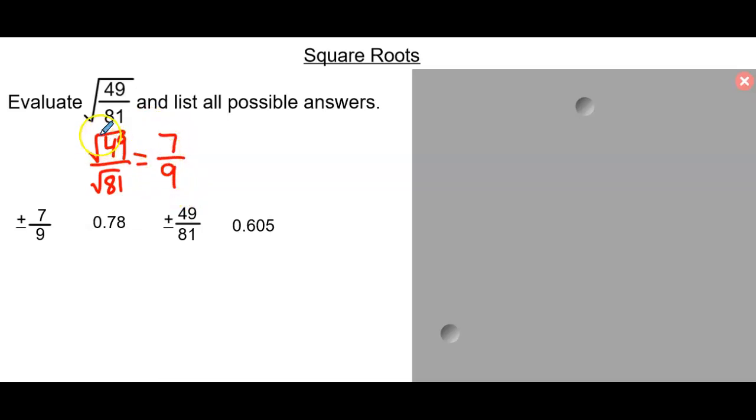But remember, anytime you take a square root, there are actually two answers. There's a positive answer and there's a negative answer. So we have to represent both. The way that you can represent both is you can write both out or you can use the plus or minus sign. Now you could also type this in your calculator.